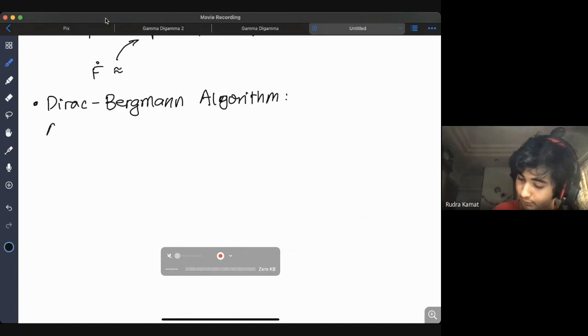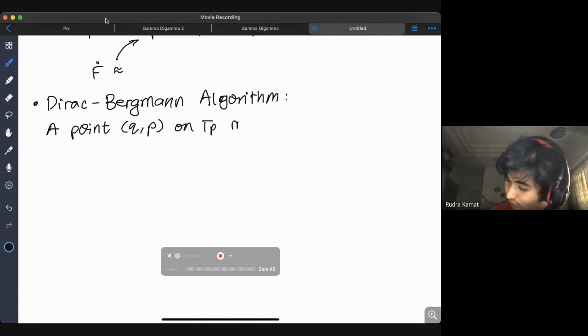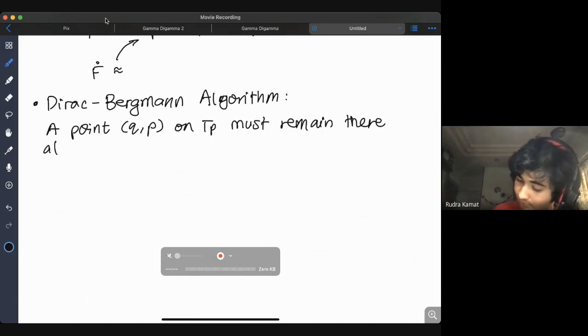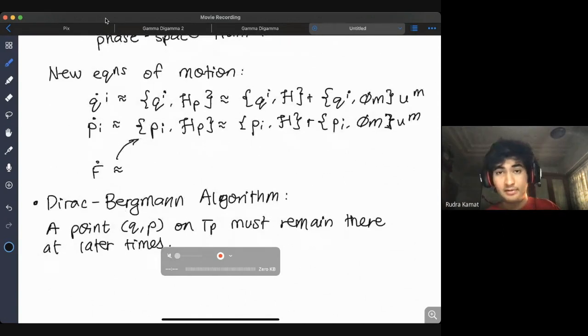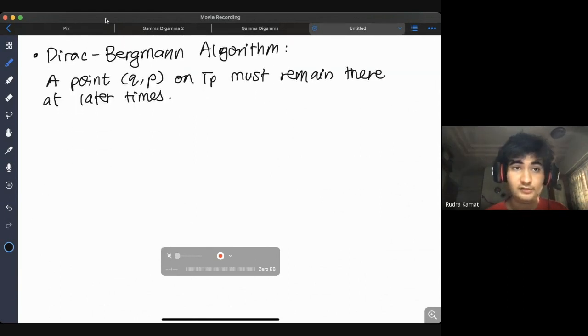A point q comma p on gamma sub p must remain there at later times. That's the entire point of it. Because the thing is, we got time evolution, which means we know how a point is going to evolve. But when it evolves, is it still on gamma sub p or has it escaped? That is one question we still haven't really answered.